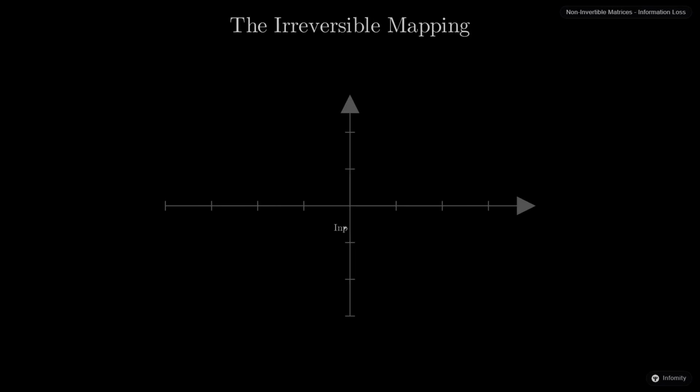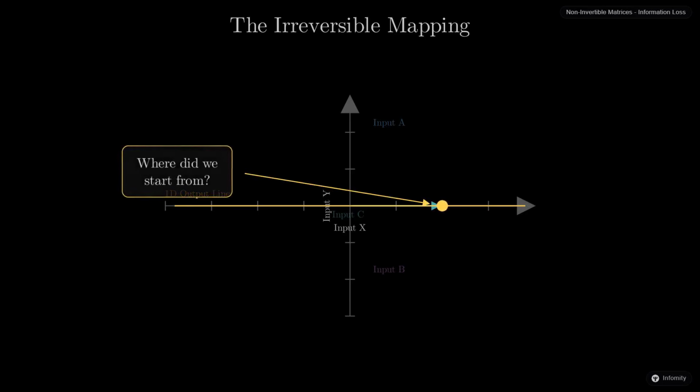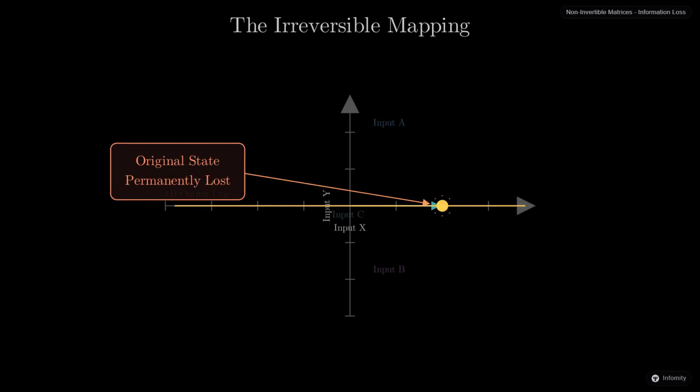Now, let us trace what happens to individual points. If multiple different input arrows all land on the exact same output point, we have a major problem. Specifically, if we only see the final destination point, how can we know which arrow we started with? Indeed, we cannot, because the original state is permanently lost.